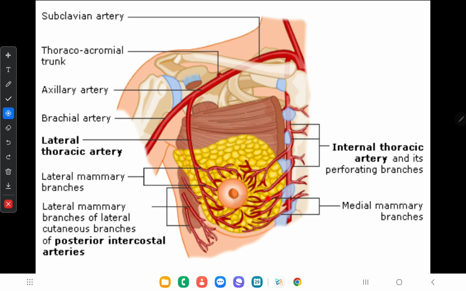The first and second perforating branches are the largest of the perforating branches. Then some branches which arise from the intercostal arteries also supply the breast.